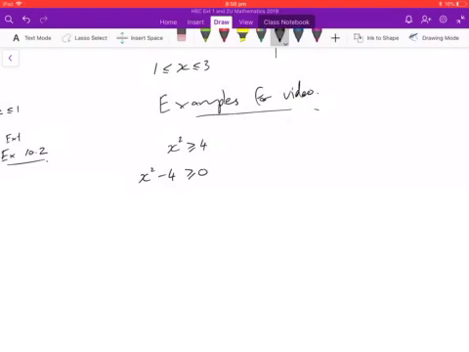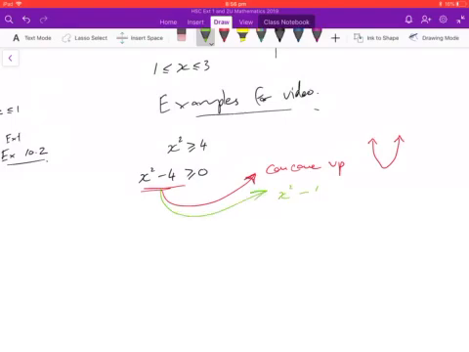Now this parabola here, we think about, it's concave up, so it's going to look like that, a smiley face. And then the other thing is, what is the solution for x squared minus 4 equals 0? Well, we've got to solve that, so that becomes a difference of two squares: x minus 2, x plus 2 is equal to 0, so x equals 2 and minus 2.